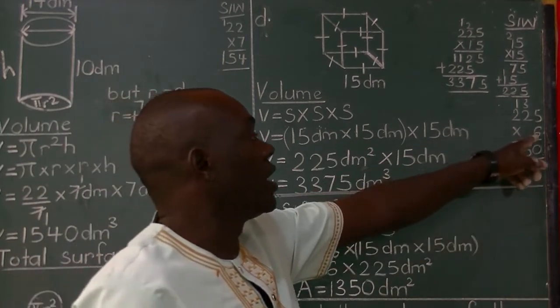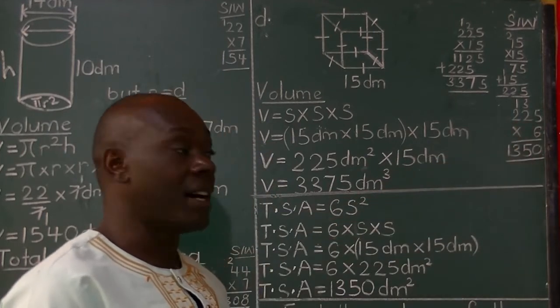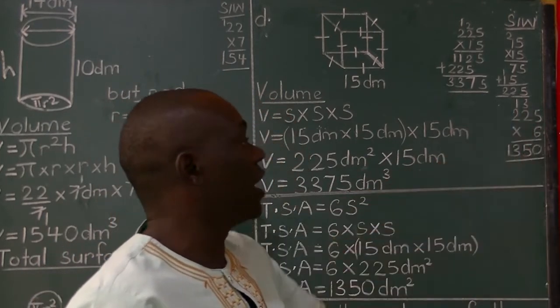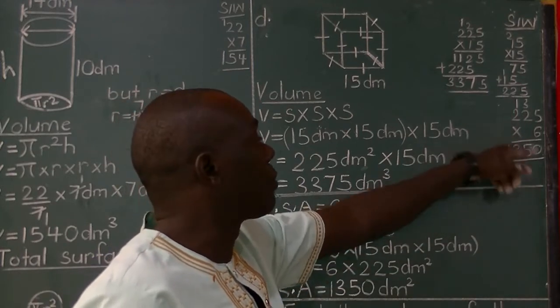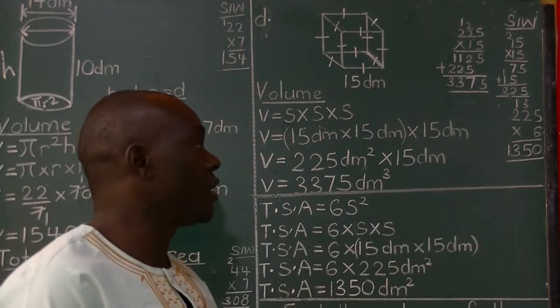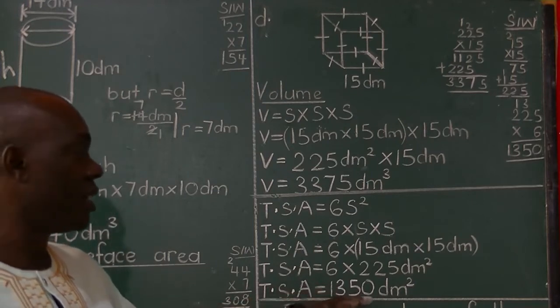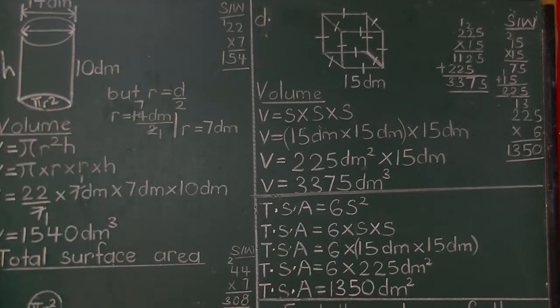Multiply accurately here in the side work. 225 times 6, where 6 times 5 is 30. Write 0, carry 3. 6 times 2 is 12, plus 3, you get 15. Write 5, carry 1. 6 times 2 again is 12 plus 1 is 13. So 225 times 6 you get 1,350, which is the answer. So total surface area equals 1,350 decimeters squared, and that's all about the total surface area and volume of the said tube.